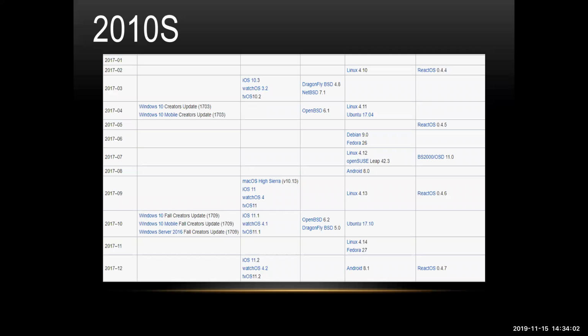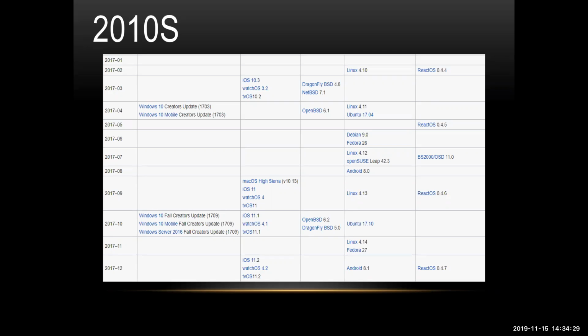For September, we had Mac OS High Sierra, iOS 11, Watch OS 4, and tvOS 11. And we also had Linux 4.13 and React OS 0.4.6. Then October, we had Windows 10 Fall Creators Update 1709, Windows 10 Mobile Fall Creators Update, Windows Server 2016 Fall Creators Update.